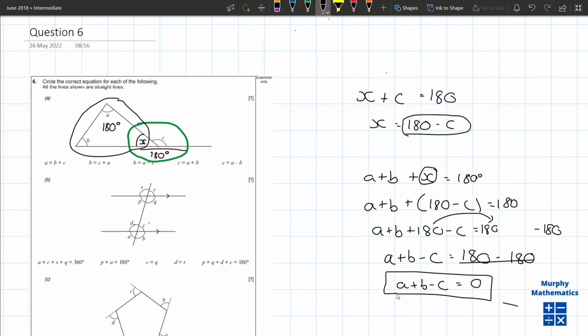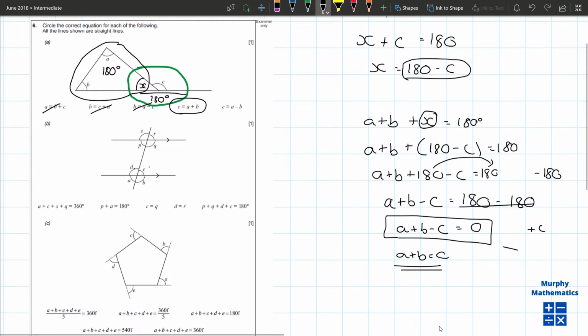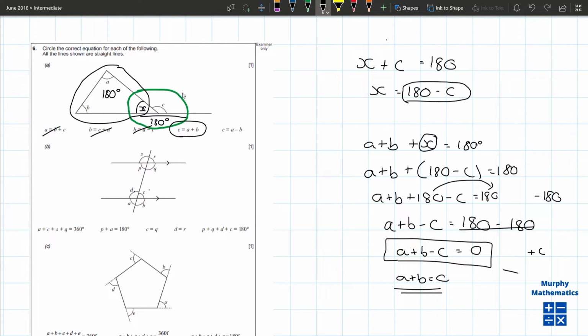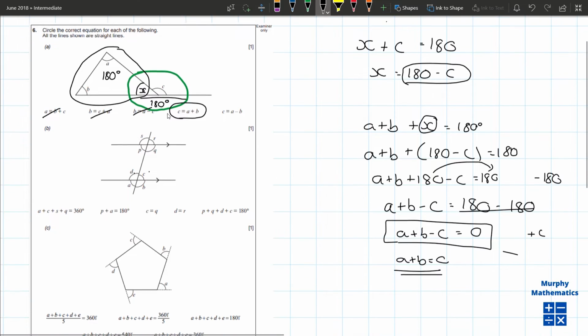Okay, and now I've got to try and find an equation that matches this. Okay, so A equals B plus C, that's not correct. B equals C plus A, that's not correct. B equals A minus C, that's not correct. Okay, so we can say that this is correct, because if I was to add C to both sides, I'd have A plus B equals C. Yeah, I think that was quite a tricky question. I think that was a lot more work than 1 mark. Unless you can physically see that that is A plus B equals C, I think solving it mathematically is quite tricky.